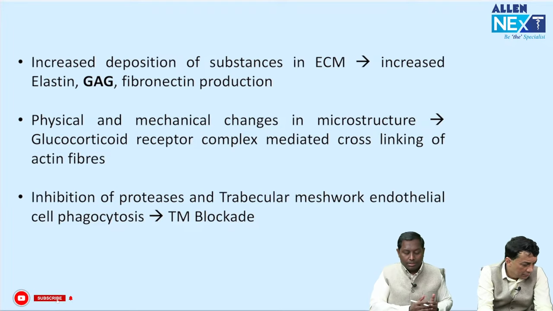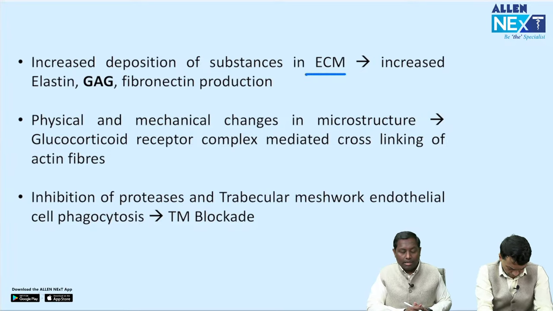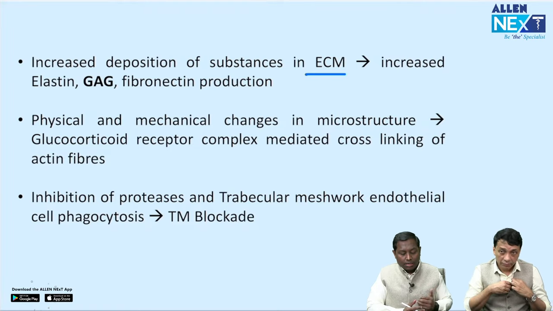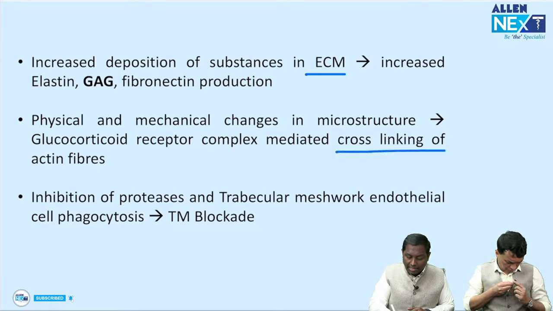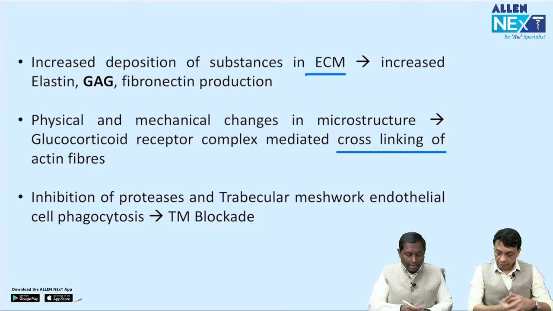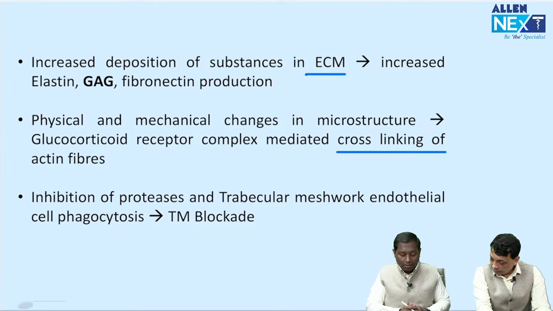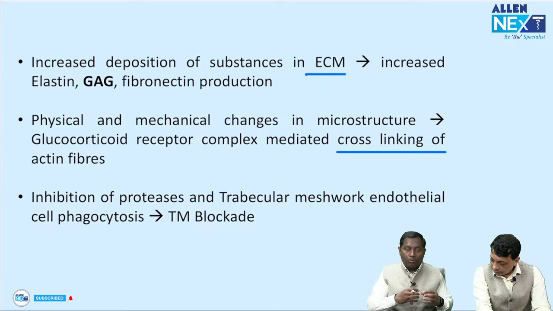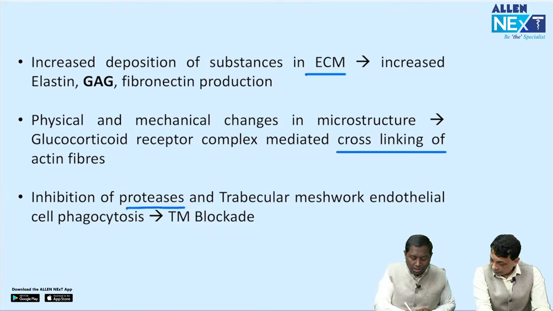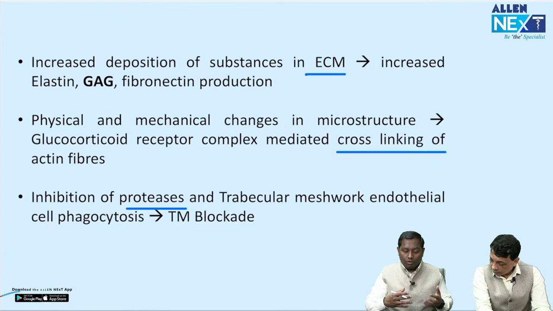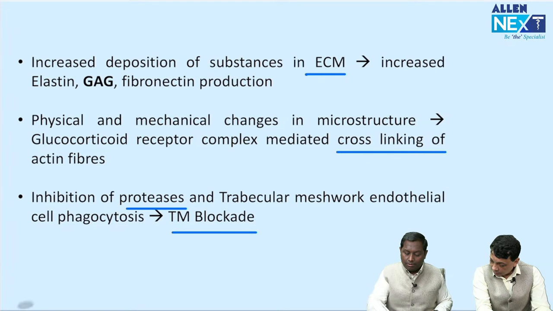Increased deposition of substances in the extracellular matrix causes increased elastin, glycosaminoglycan and fibronectin production, and physical or mechanical changes in the microstructure also cause cross-linking of the actin fiber, which causes blockade and inhibition of the proteases and trabecular meshwork. These proteases and trabecular meshwork endothelial cell phagocytosis keep the trabecular meshwork patent or open. But whenever this protease enzyme that was keeping it patent is inhibited, what will happen? There will be increased trabecular meshwork, and that will cause blockade of the trabecular meshwork.